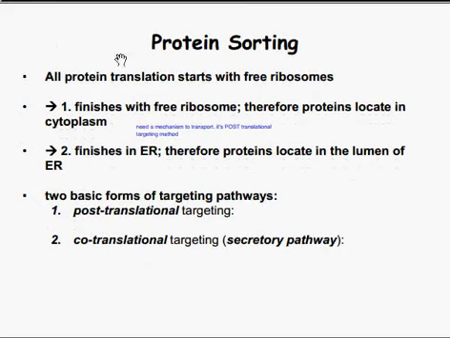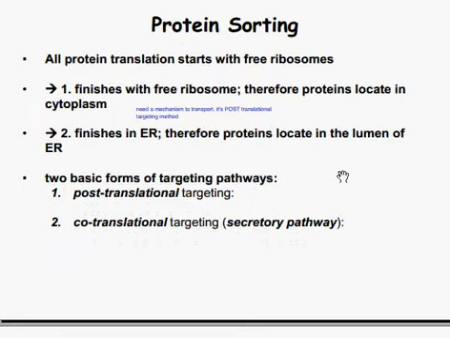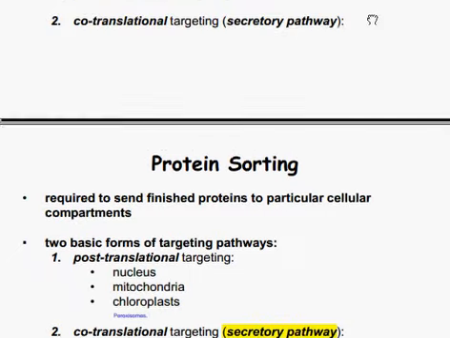All protein translation starts with free ribosomes. They can either finish with a free ribosome, therefore proteins are located in the cytoplasm, or finish in the ER, the endoplasmic reticulum, therefore the proteins locate in the lumen of the ER. There are two basic forms of targeting pathways, post-translational targeting or co-translational targeting.